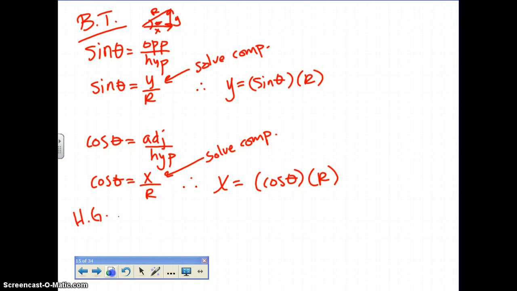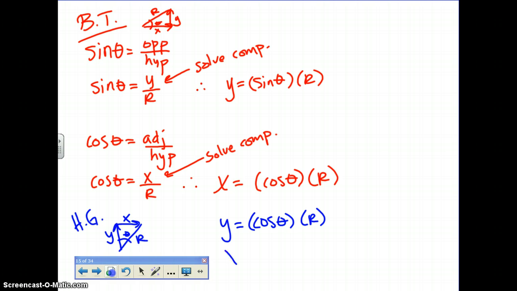So for hourglasses, we just think oppositely. So your hourglass equations, let me do this in a different color so we can have a real nice distinction here. An hourglass triangle, such as this guy, would mean that your y component is now cosine theta times resultant because your y is now adjacent to theta, whereas your x is now opposite of theta. And since your x is now opposite of theta, you're going to now be sine.